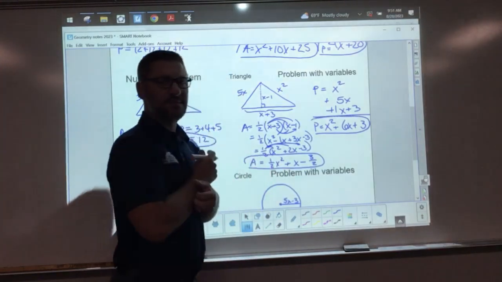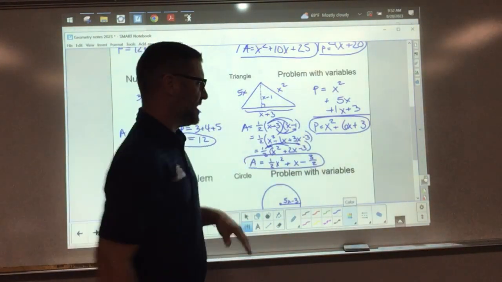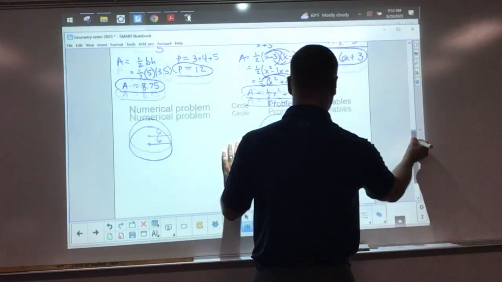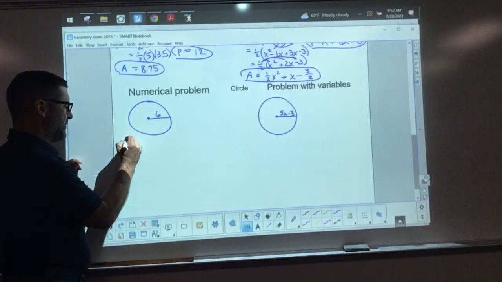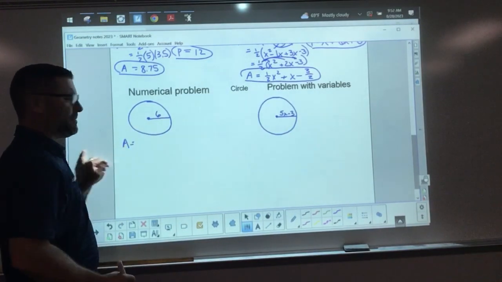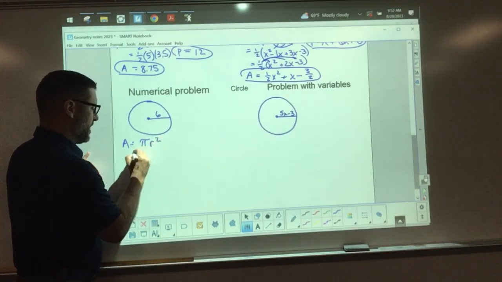Again, I don't use any specialty perimeter formulas. When the sides are straight, I just know it's going to be add up all the sides. And we have it. All right, last two, numerical problem. I have an area. Area for a circle is pi r squared.